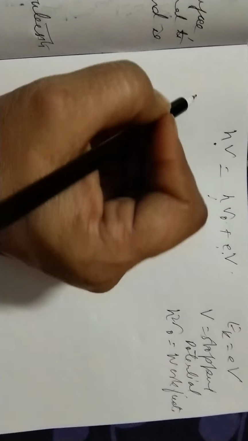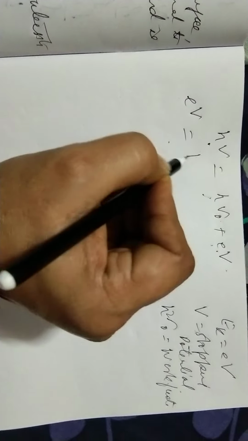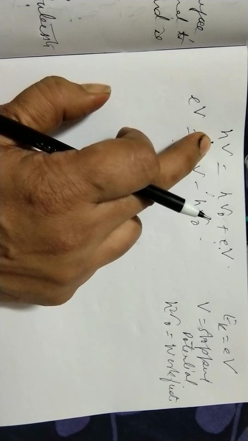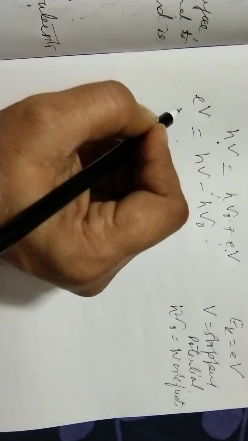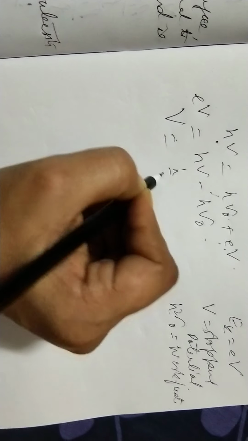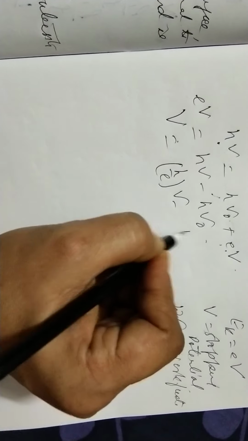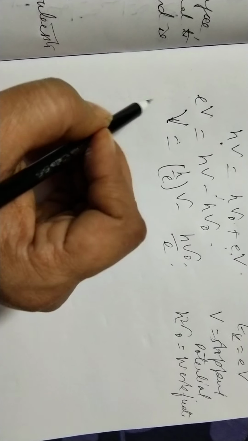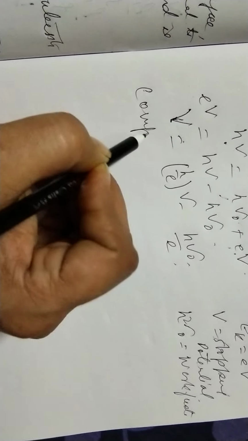Okay, so let us write this equation. EV equals h nu minus h nu naught. So this is h nu minus h nu naught, and we can very well write V as h by e nu minus h nu naught by e. Now this is V.